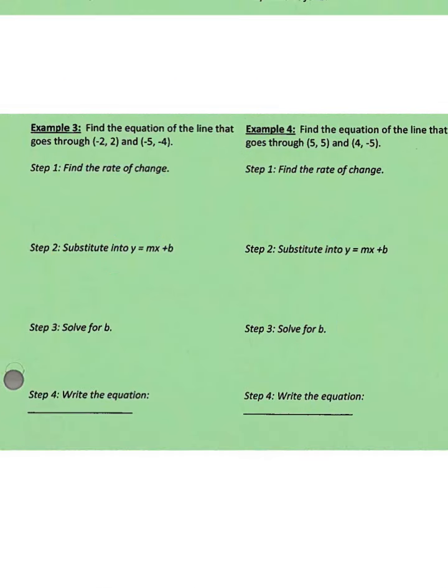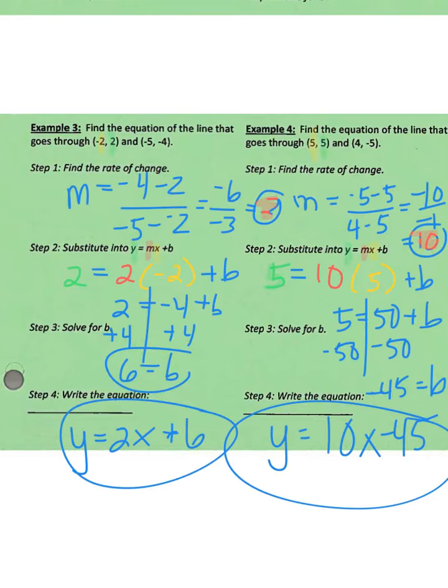So I'd like you to try the next 2 examples on your paper. Pause the video while you do that, and when you unpause it, check to see if your answers look correct. Okay, so the 2 equations you should have gotten were y equals 2x plus 6 and y equals 10x minus 5, 45.